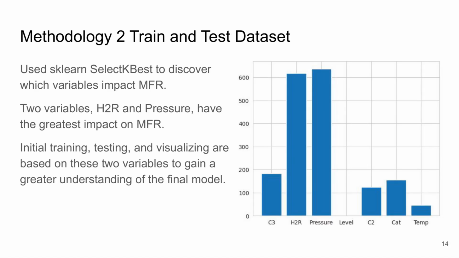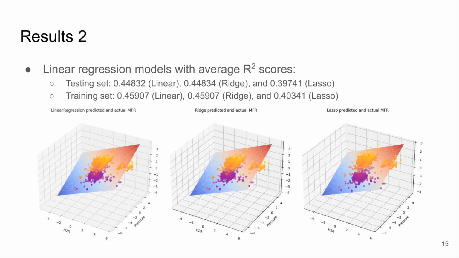Using sklearn and SelectKBest, we discovered which variables had the greatest impact on MFR. The two variables that had the greatest impact were H2R and pressure, as could be seen on the graph on the right. Initial training, testing, and visualizing are based on these variables to gain a great understanding of the final model. Here we can see we have some linear regression models along with their R2 scores.